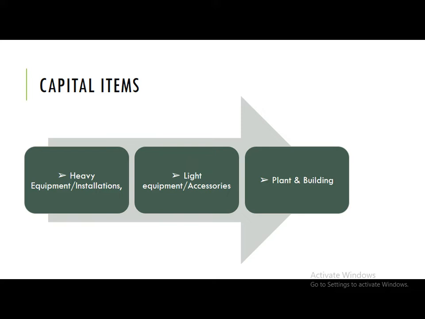Lastly, we'll talk about plant and building. As you know, these are the real estate property of a firm. It includes factories, godowns, warehouses, offices, parking lots, and so on.